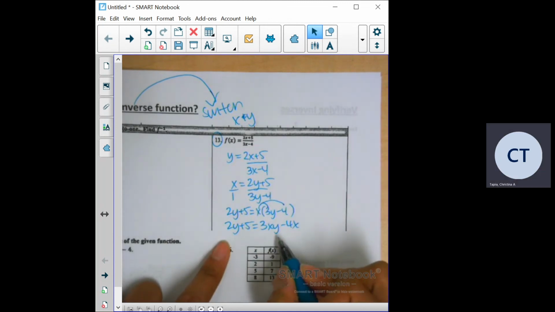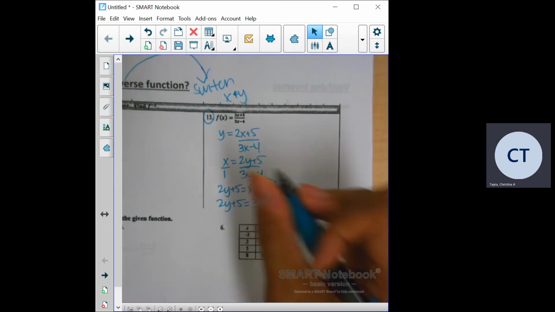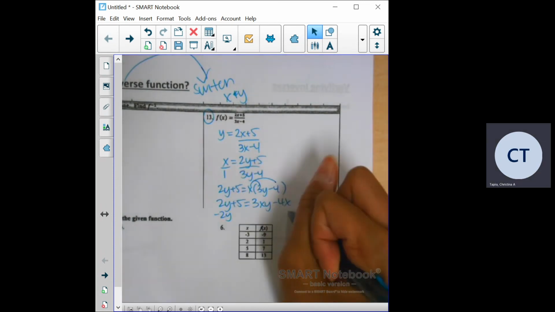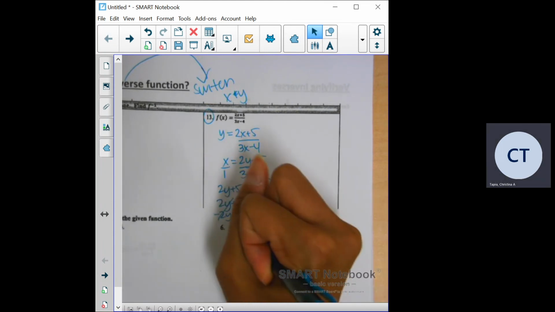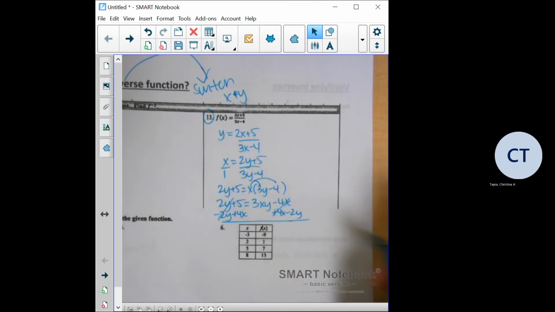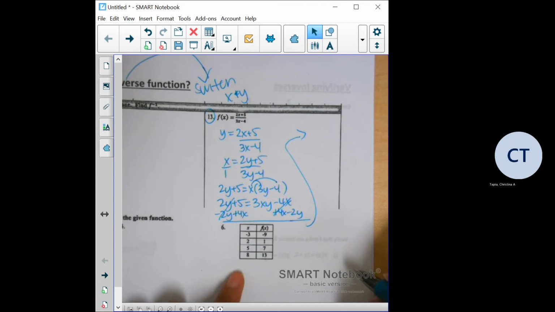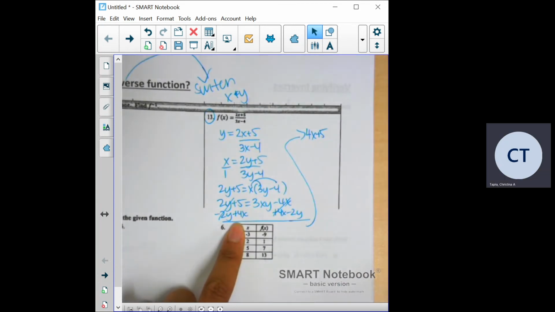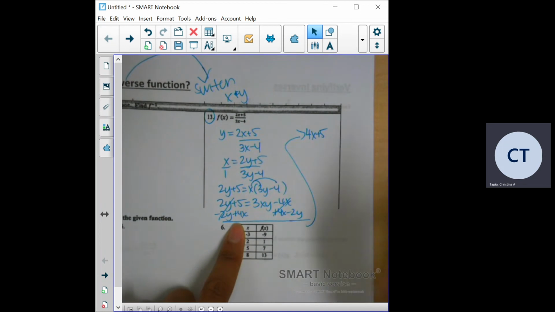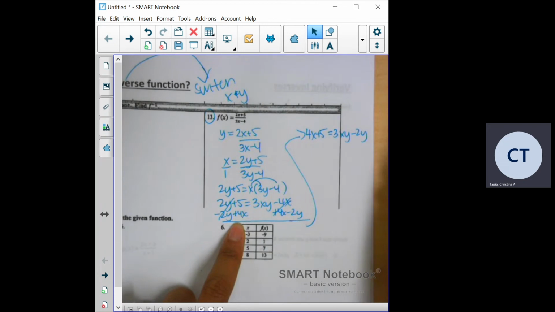And now we're going to move 2 things. Ms. Toppy is a little lazy, so she's going to move both at the same time. I'm going to subtract 2y on each side, and I'm also going to add 4x to each side. So on the left-hand side, I'm going to have 4x plus 5, or you could put it as 5 plus 4x. It's the exact same thing. And it's going to equal 3xy minus 2y.